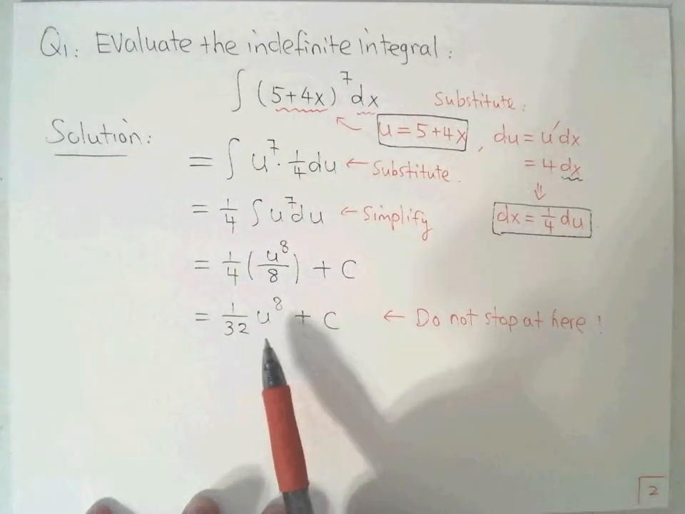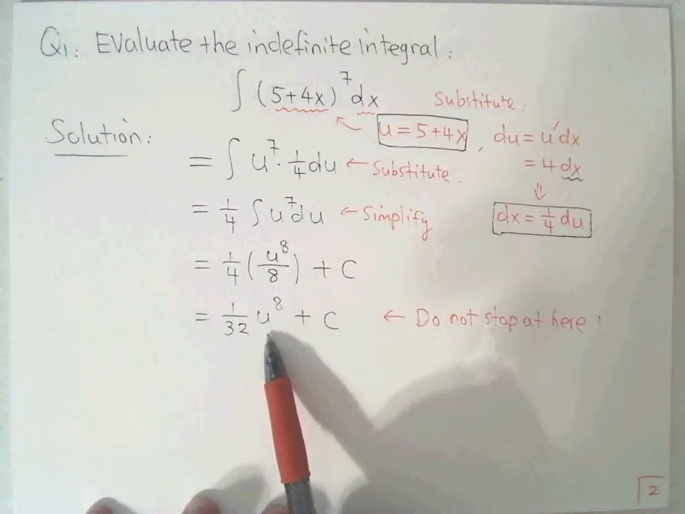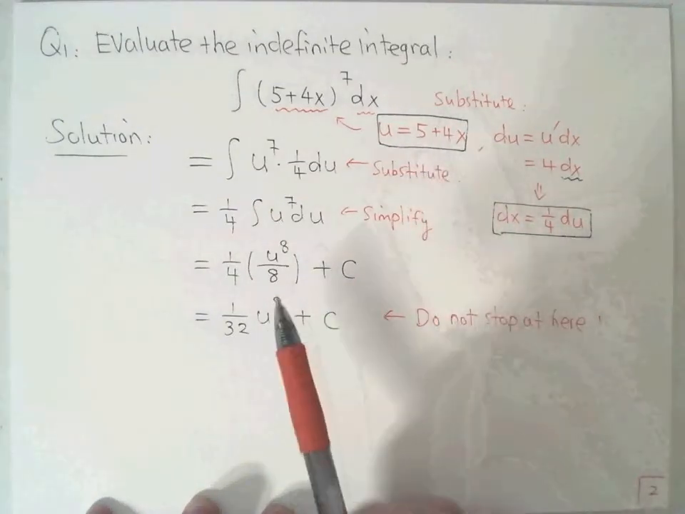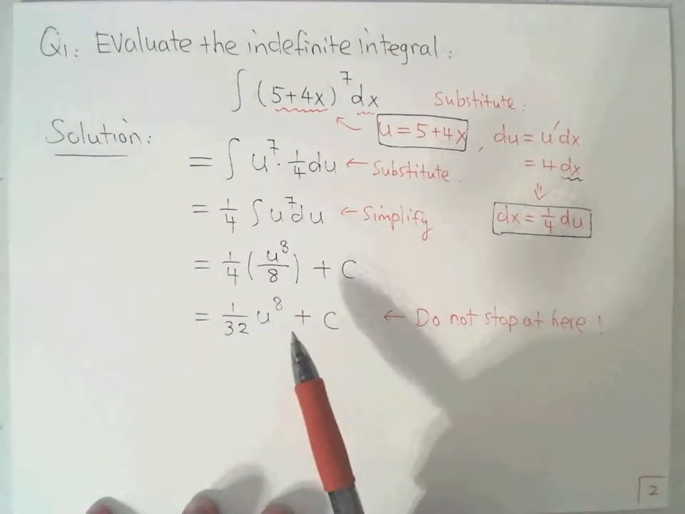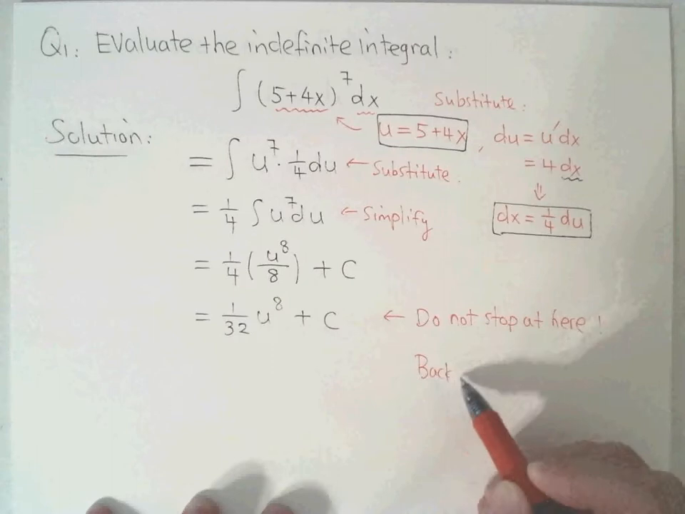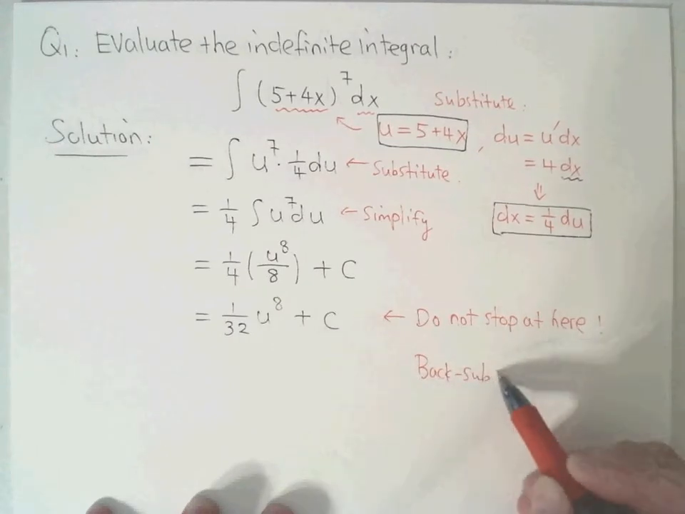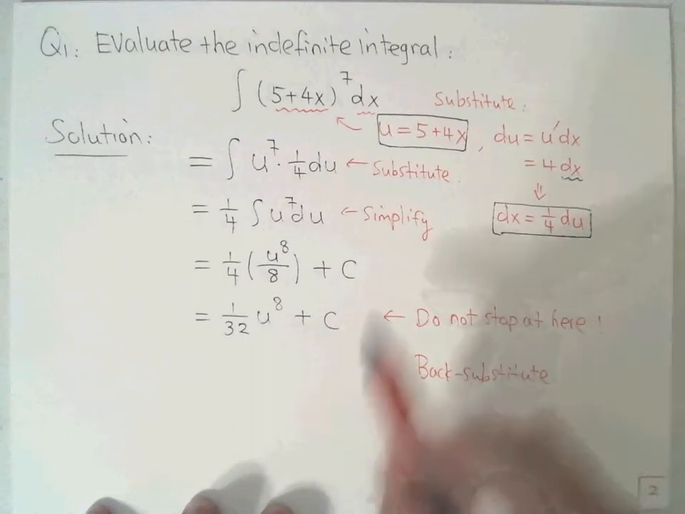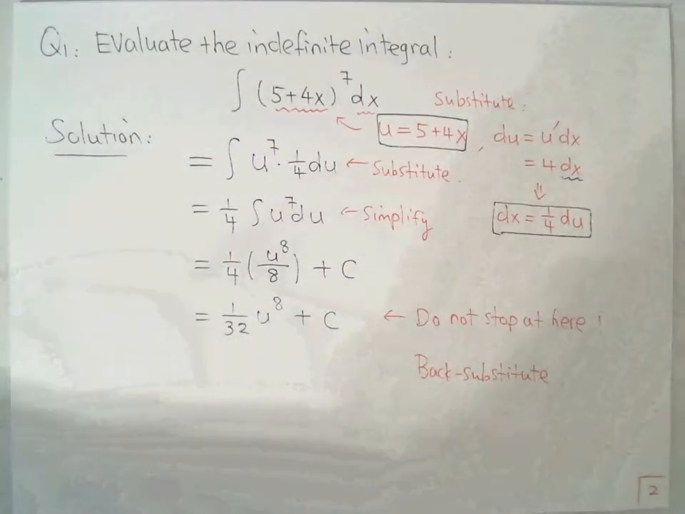But now what do you get? You get a function of u. What do you need to do? What is u? U is a function of x. You need to do back substitution. So you need to substitute back to x. Okay, that's all we need.